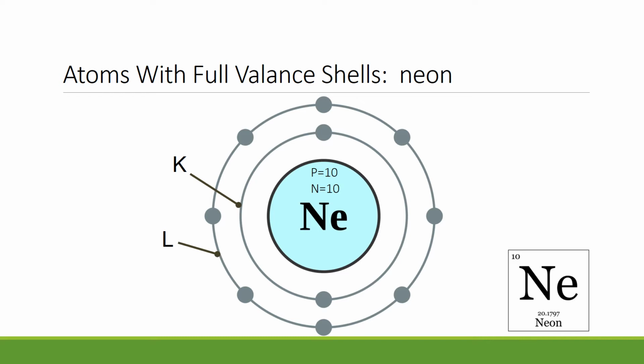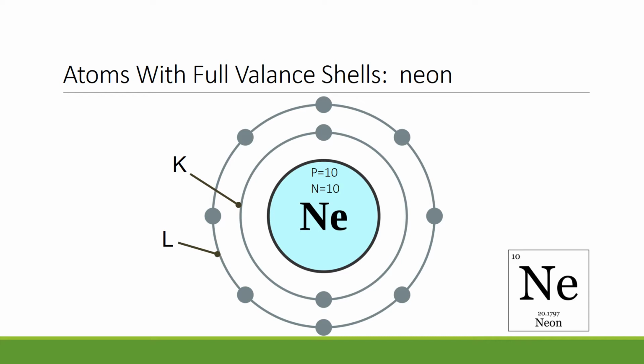Let's look next at neon. Neon has an atomic number of 10 and an atomic weight of 20. So there are 10 protons, 10 neutrons, and 10 electrons in neon. In the nucleus, you should place 10 protons and 10 neutrons, and then draw the first shell around the outside. Remember, that's the K shell. It will hold 2 electrons. So if I put 2 electrons in there, I'll be left with 8 electrons.